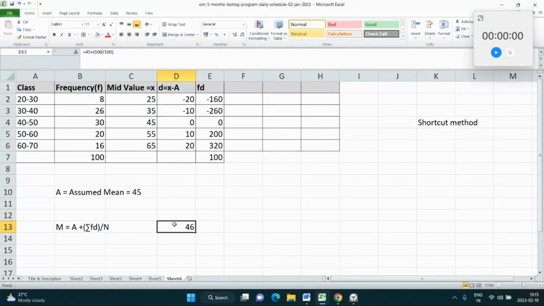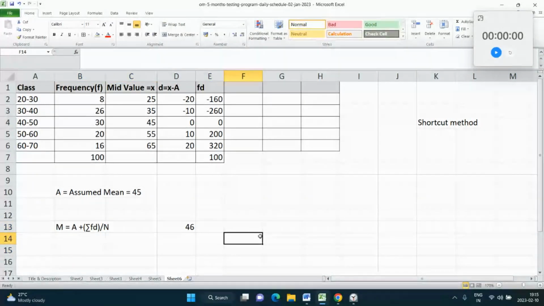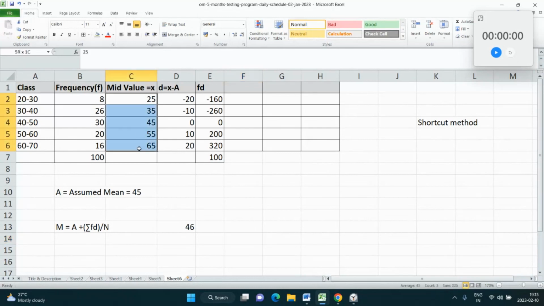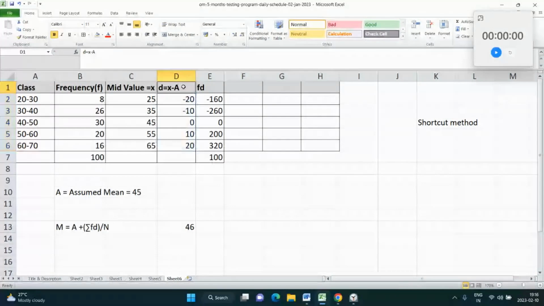This is the shortcut method. The formula for shortcut method is m is equal to a plus sigma fd by n. What is d? D is x minus assumed mean. X is nothing but the mid value of the class interval. F is the frequency. Once I find out x minus a, the mid value minus the assumed mean, I am multiplying it with the frequency to get this f into d.